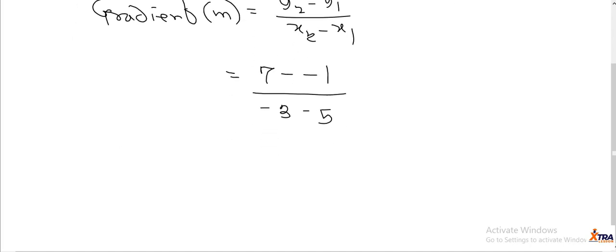So let's simplify this. We have 7, minus times minus means we are having plus 1, over -3 minus 5. So we have this equals 8 over -8. So we can call this our gradient, equals -1. That means that m equals -1, which is our gradient.